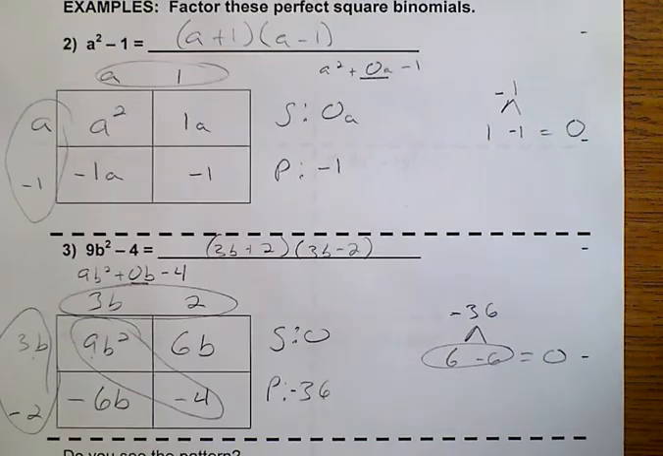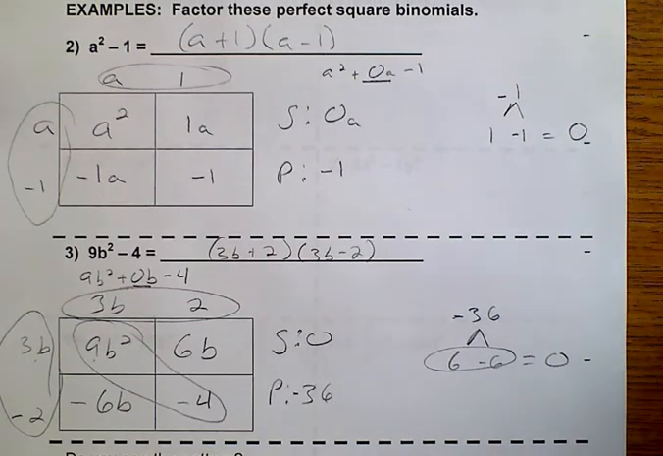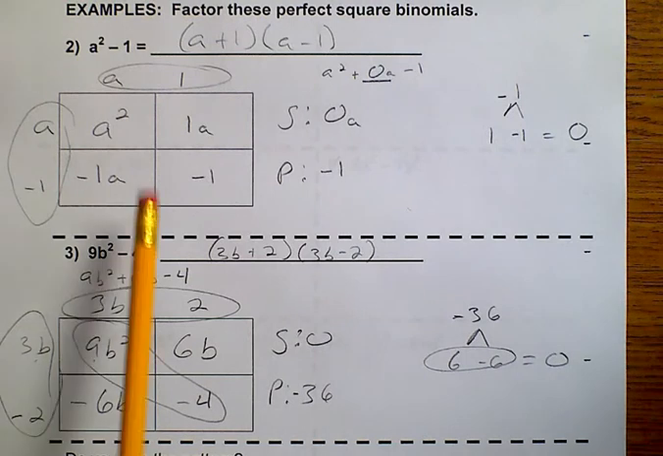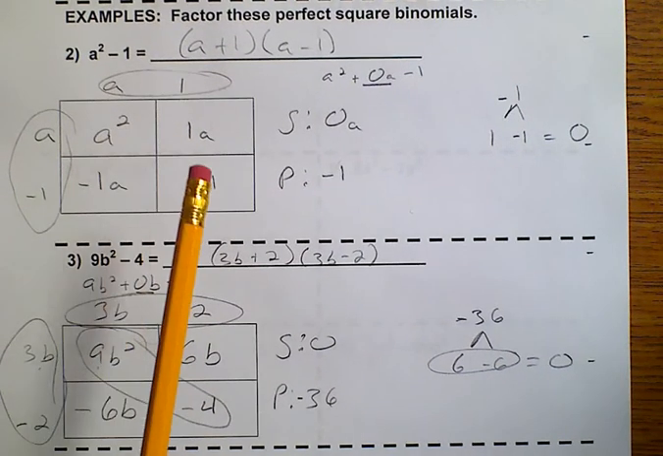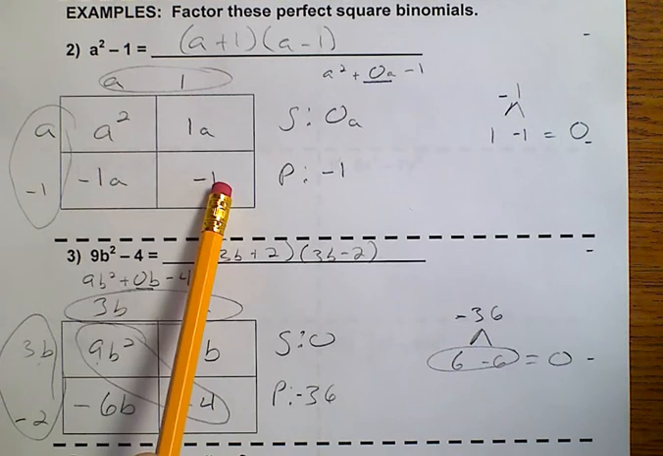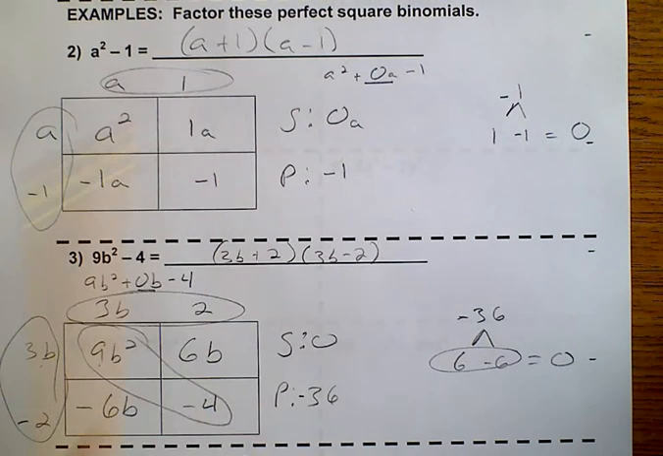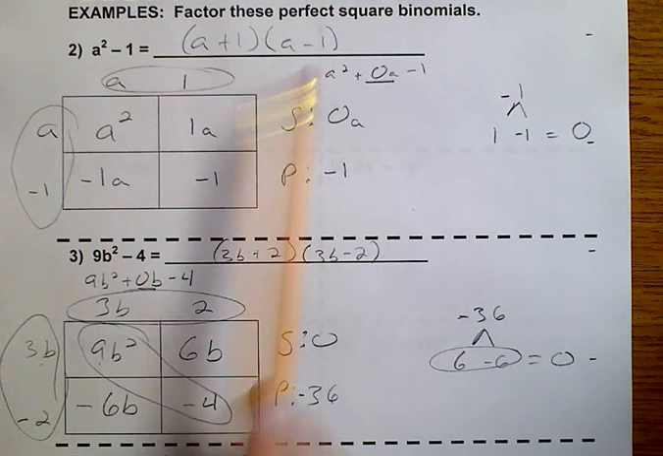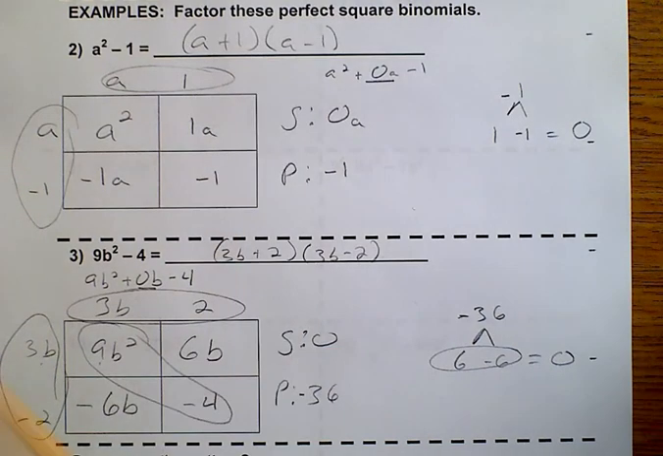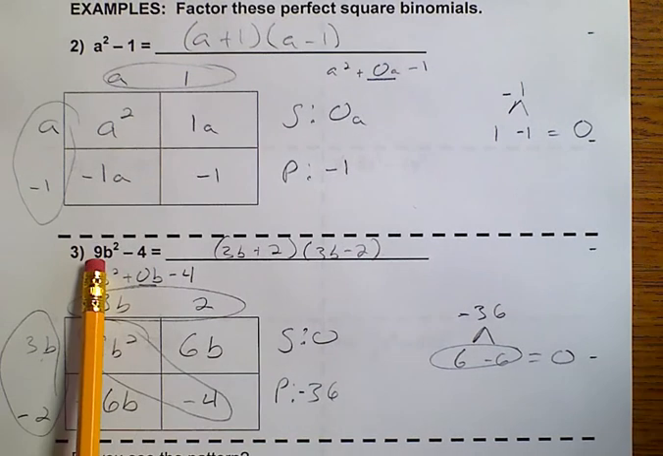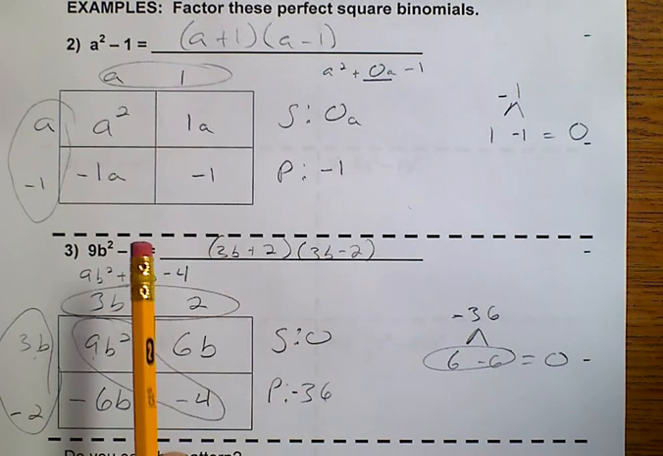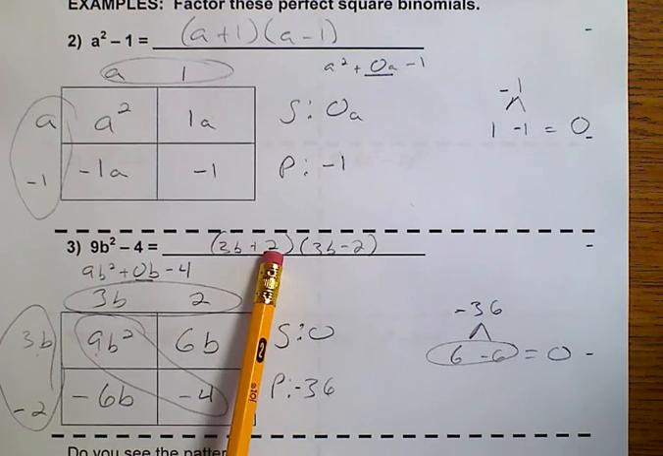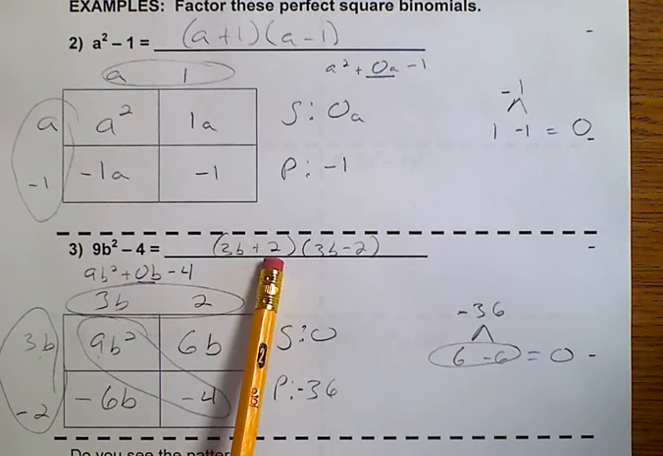And we want to see if we can see a pattern. Well, here's the pattern. The square root of a squared is a. And the square root of 1 is 1. And so we have a plus 1 and a minus 1. The square root of 9b squared would be 3b. And the square root of 4 would be 2. So we have 3b plus 2 and 3b minus 2.